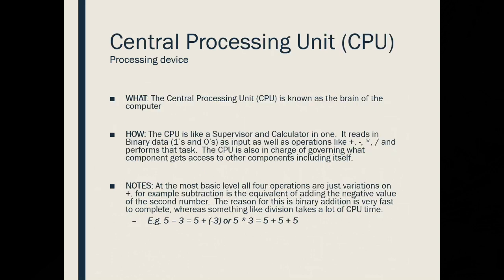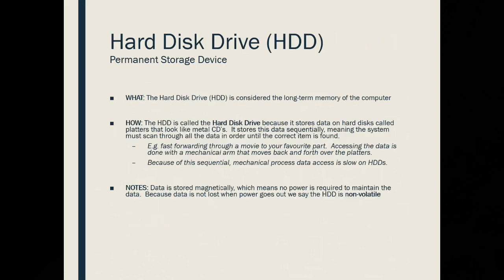The hard disk drive. So I should go back very quickly. The CPU is, of course, a processing device. And then the hard disk drive, this is a permanent storage device. It's meant to maintain data over a long period of time. So this is where when you save your file, say for example a Word document, it goes to the hard drive, right? And it'll stay there forever until the hard drive either dies or you manually delete the file. So the hard disk drive, it's called this because the data is actually stored on these things called platters.